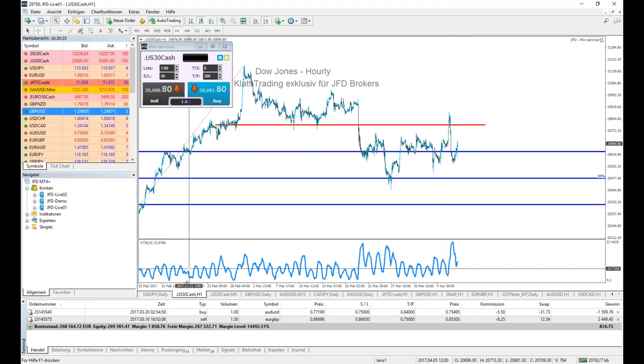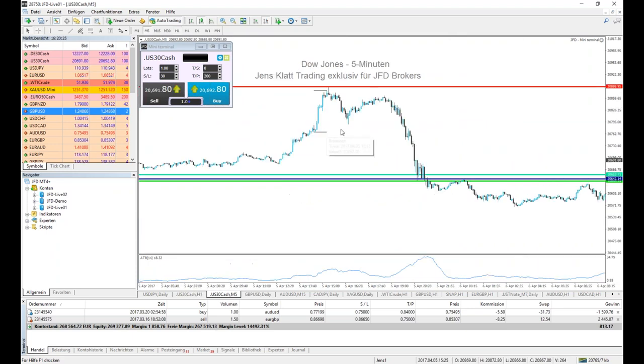And then here, after the open, we pushed higher and significantly above 20,800 points without looking back, pushing aggressively 130 to 150 points above 20,730-750 points, this significant resistance here. I considered it to be significant.